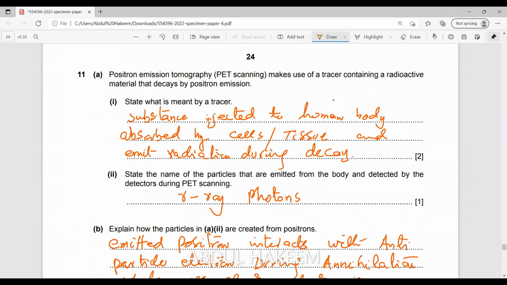And the next: positron emission tomography makes use of a tracer containing a radioactive material that decays by positron emission. State what is meant by tracer. Any substance injected into the human body, absorbed by the cell or the tissue, and emitting radiation during decay. This is called a tracer. State the name of the particles that are emitted from the body and detected by the detector during PET scanning. They are gamma ray photons.